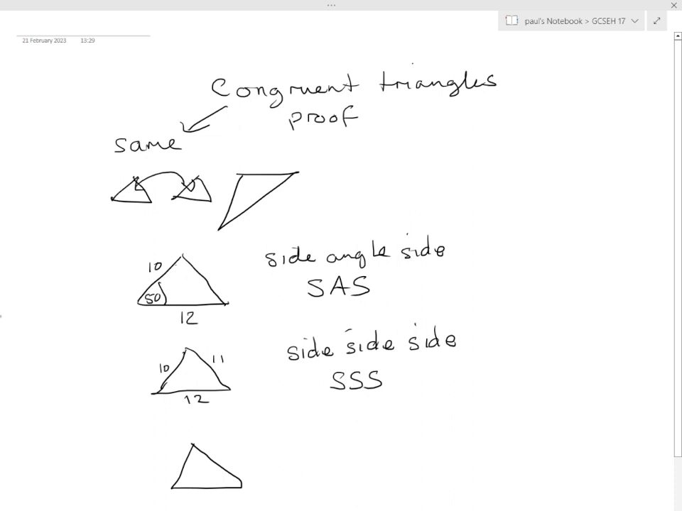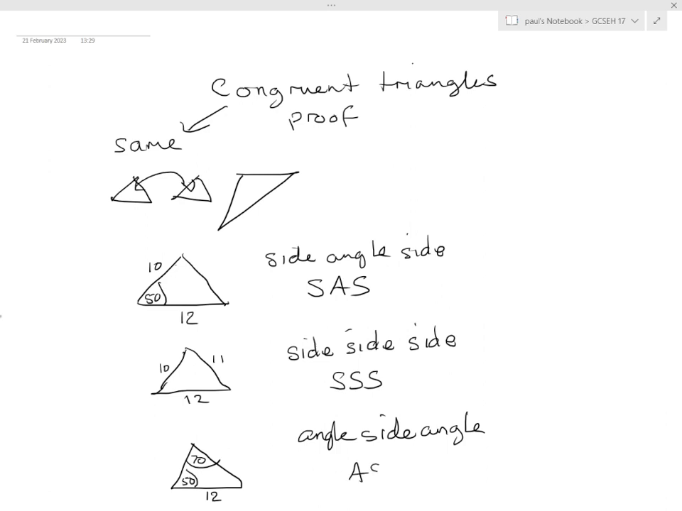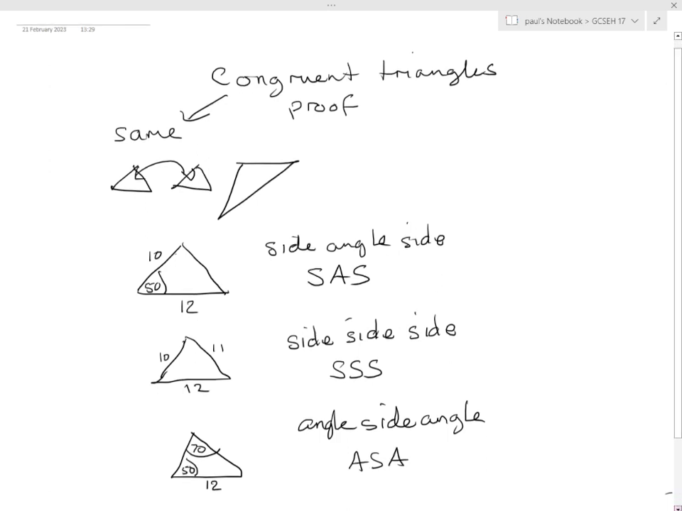The third one is going to be like this. We'll have a 50 down there, 70 up there, and we'll have one on the side. It doesn't matter which one it is, it's going to be the same. So this is angle, angle, side. We'll put the side in the middle. It doesn't matter which way round these are, the letters, angle, side, angle. And there must be some more.